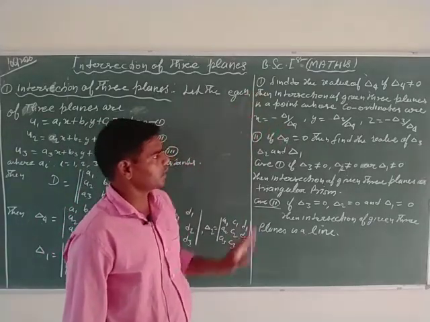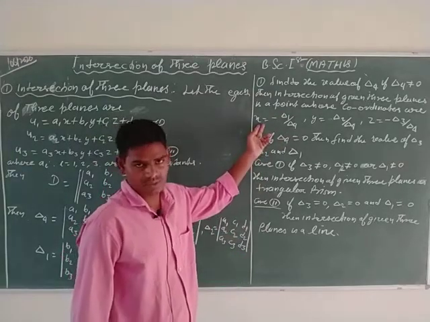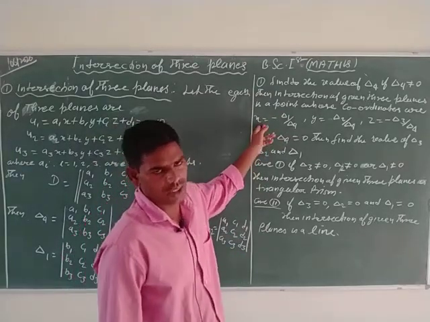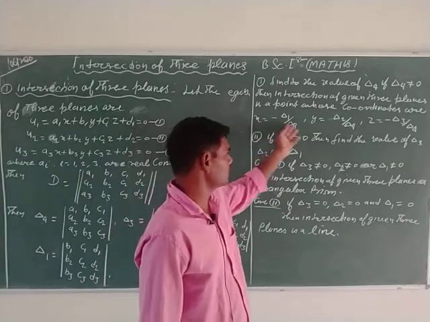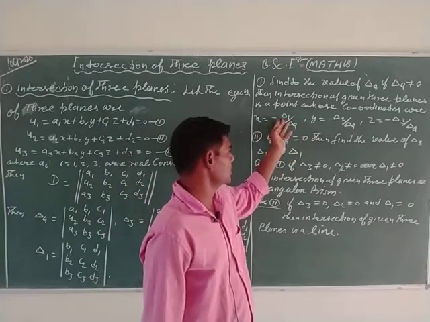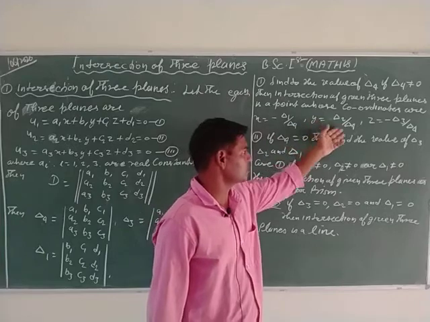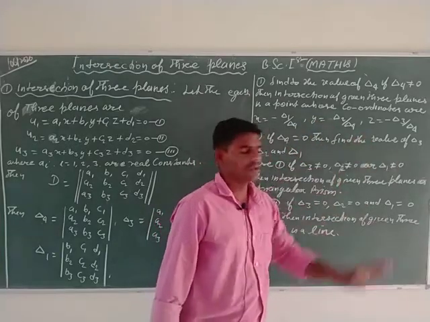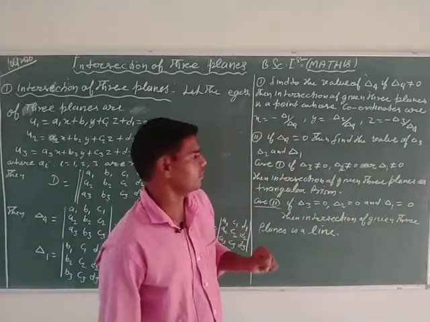If delta 4 is not equal to 0, then the intersection will be a point, and you can calculate its coordinates by this formula. x is equal to minus delta 1 by delta 4, y is equal to delta 2 by delta 4, and z is equal to minus delta 3 by delta 4.